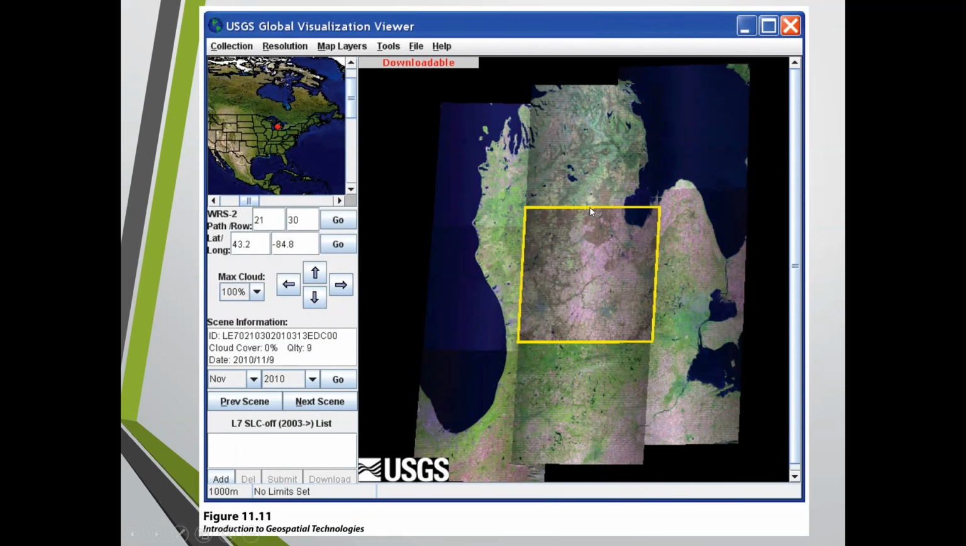So notice this swath, this scene is what this is showing you, and over here it shows you the path and the row. There's your path and your row. It's also showing you latitude and longitude values. So you basically take what you want out of that, and then you could make that downloadable.